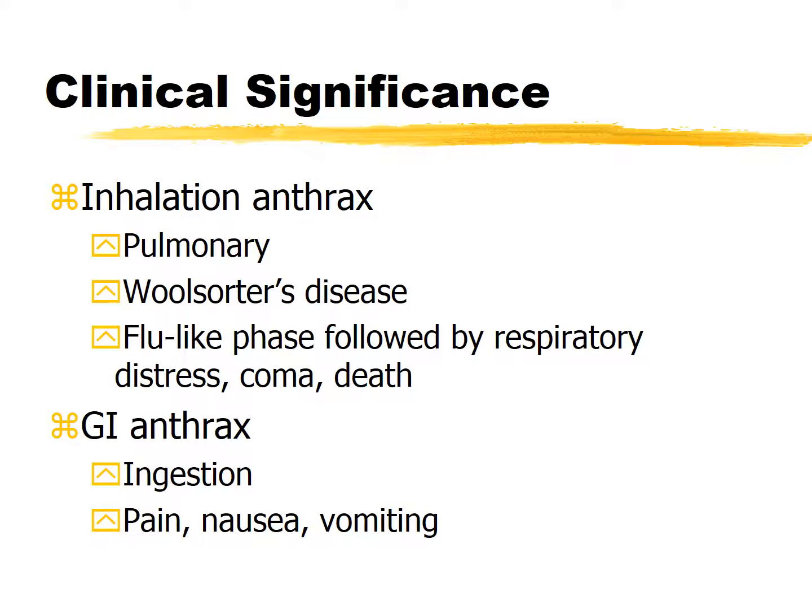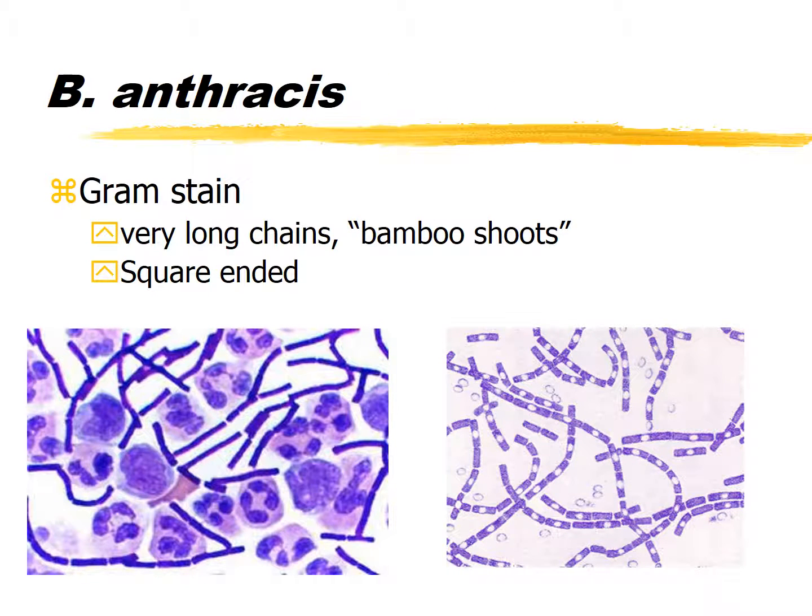Inhalation of anthrax causes a pulmonary disease. Wool sorter's disease is what this is called. It's a flu-like phase followed by respiratory distress, coma, and then eventually death. GI anthrax is ingestion, and you get pain, nausea, and vomiting. So on the gram stain, you've got very long chains. Sometimes you'll hear them referred to as bamboo shoots, and they're square ended.